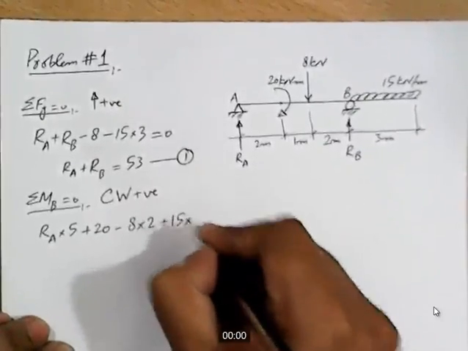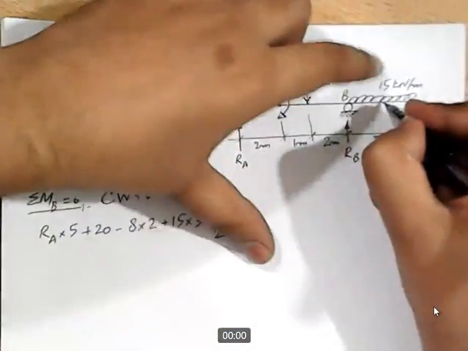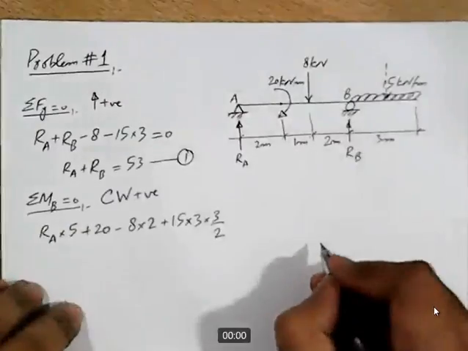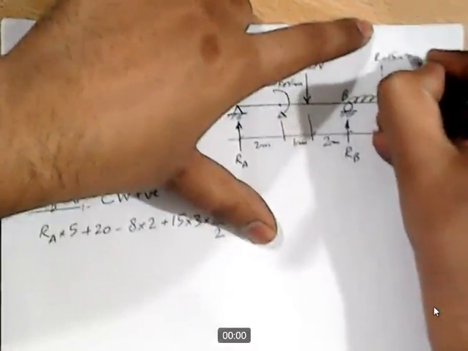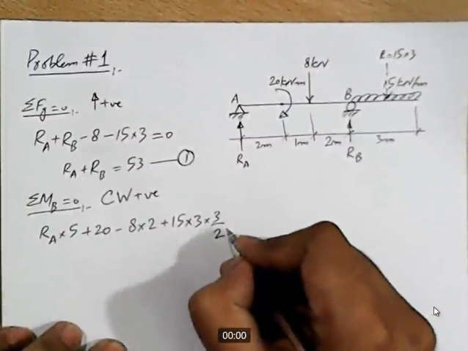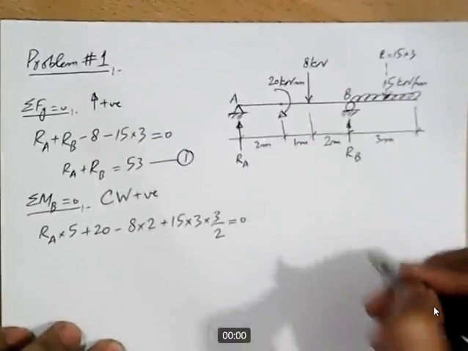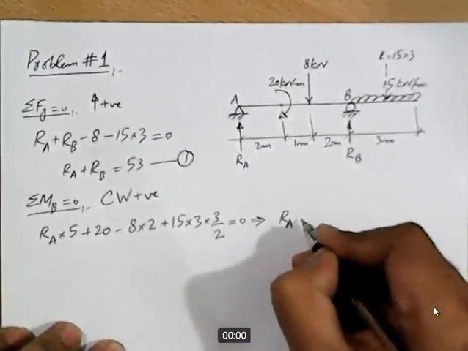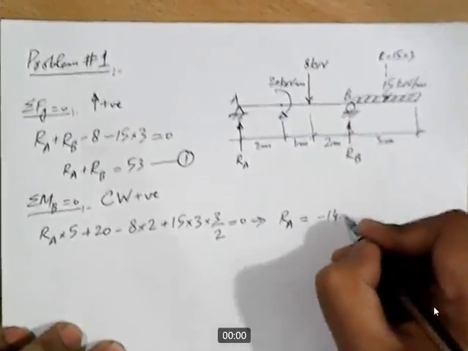15 into 3 is the magnitude of the resultant, and 3 by 2 is the lever arm, because the resultant will be acting at the center, something like this. This is the resultant, and it will be 15 into 3. And what else? Do we have any other force producing moment about point B? I think not. So let's put it equal to 0. Now if we calculate the value of RA, because in this equation we have only one unknown, so we can calculate it. RA comes out to be minus 14.3 kilonewton.